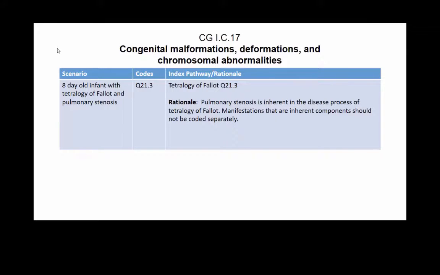There's only a couple of examples here because there's not very many guidelines. The first one is an 8-day-old infant with tetralogy of Fallot and a pulmonary stenosis. That pulmonary stenosis is inherent in the disease process of the tetralogy of Fallot. So we would not code the pulmonary stenosis. We would only code the condition.